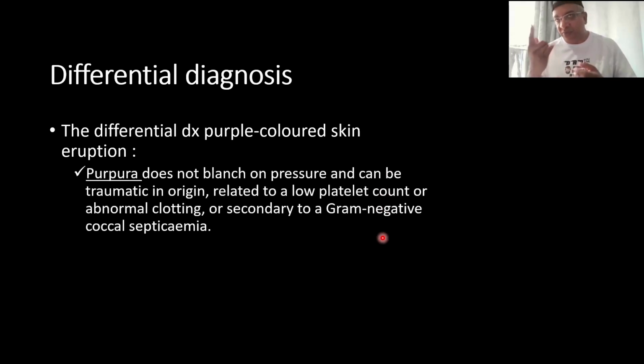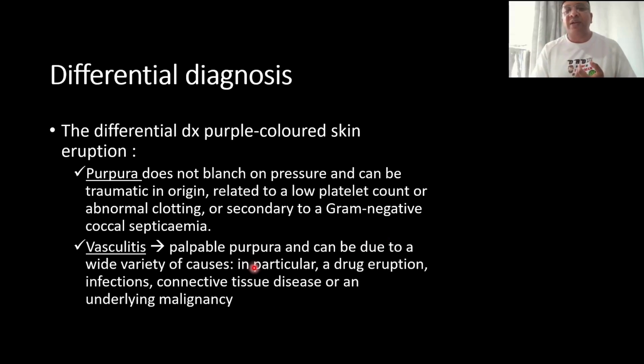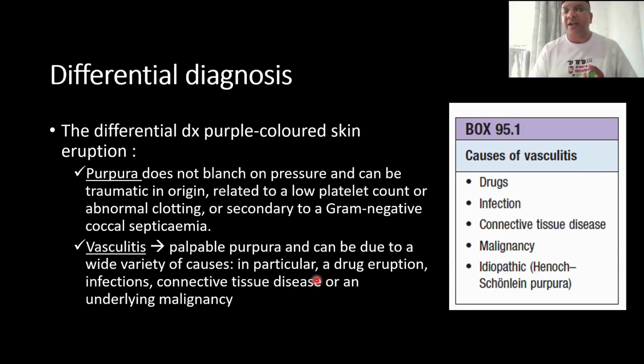Well, purpura is one and vasculitis is the other. And purpura, as we know, does not blanch on pressure and it can be traumatic in origin, can be related to thrombocytopenia and abnormal clotting, or secondary to gram-negative septicemia. Then we've got vasculitis, in which we have the classic words. Whenever you see the words palpable purpura, you've got to be thinking about vasculitis, guys. And that can be due to a wide variety of causes, from drug eruptions, infections, connective tissue issues, underlying malignancy. That's what we're saying in the box. Drugs, infections, connective tissue issues, malignancy. And if it's idiopathic, you're thinking Henoch-Schönlein purpura.